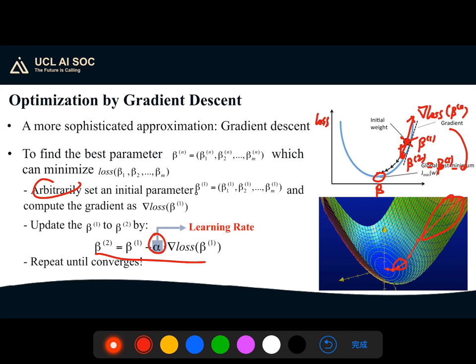So a larger learning rate means the algorithm converges faster. Otherwise, it converges slowly, right? And we will repeat these two steps until the algorithm converges, okay?